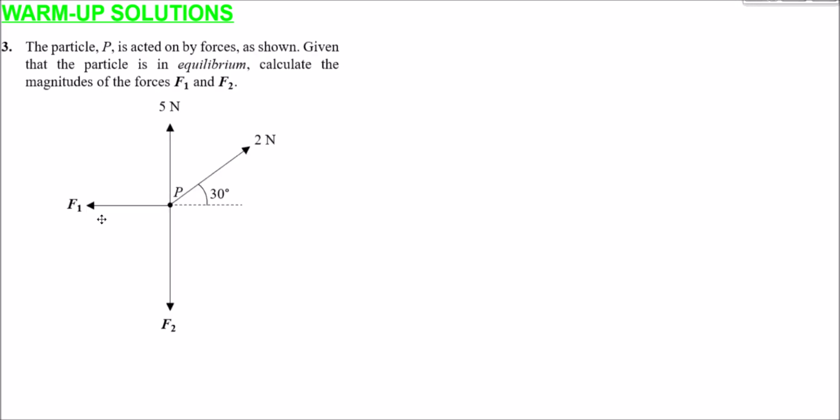Finally, warm-up question 3. We have this particle P acted on by forces as shown. The particle is in equilibrium, so the sum of the forces in any direction is equal to 0. We now need to calculate the magnitudes of the forces F1 and F2. So first of all, let's think about forces left and right. So the sum of the forces in the left and right directions will be equal to 0. Another way of saying this is the total of the forces acting to the right will be equal to the total of the sizes of the forces going to the left.